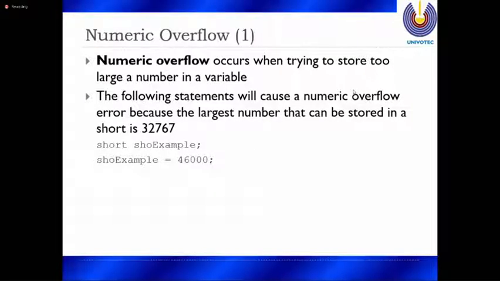With some calculations, you can also see it. Short example 25,000 times 25,000. You think the short example 25,000 is less than 32,000, okay, but now you multiply by 25,000 again. It is more than 32,760. This is the numerical overflow error. We cannot store it in the short data type.